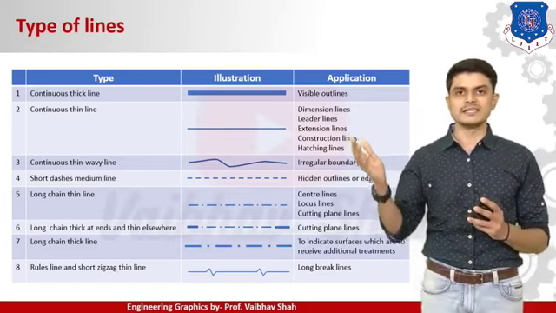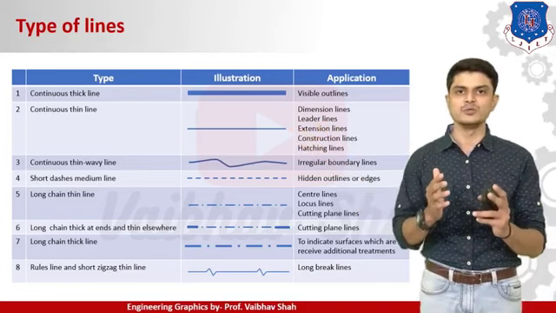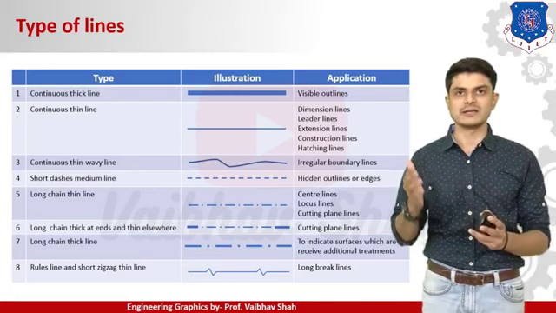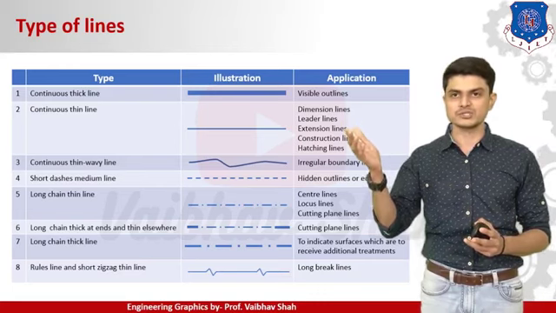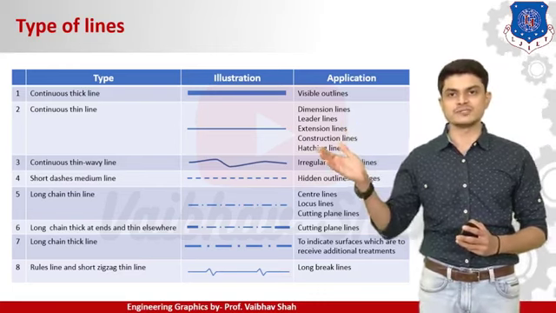Second, continuous thin line. So this is a representation of continuous thin line. It is the most important line and widely used in engineering applications. So it has broad applications like dimension lines, leader lines, extension lines, construction lines, and finally the hatching lines. Then after we will be having continuous thin wavy lines.